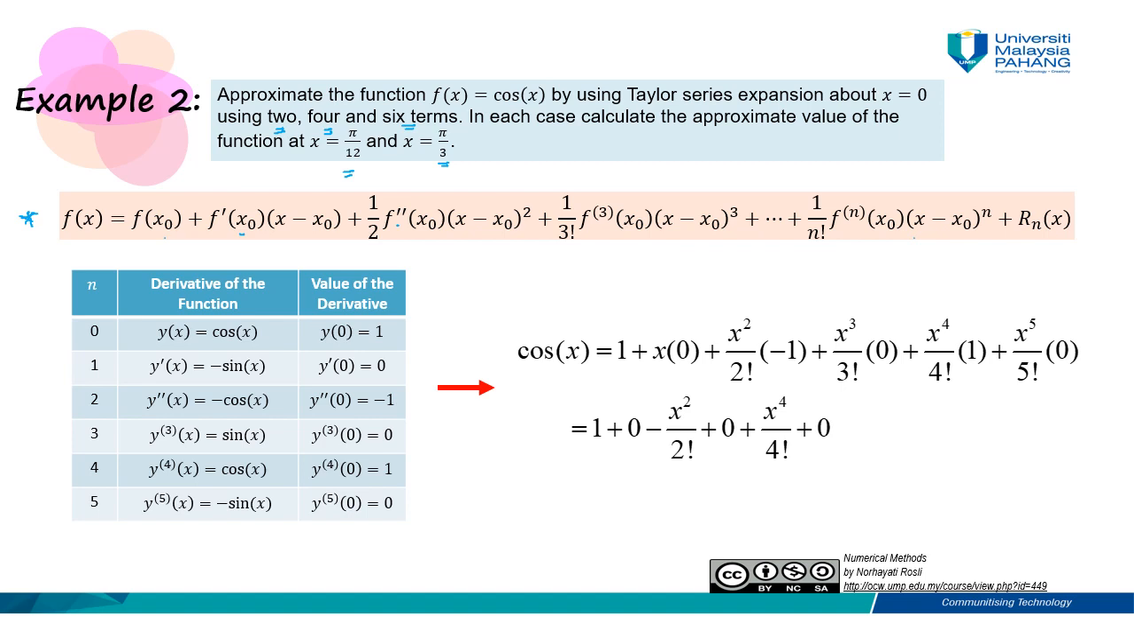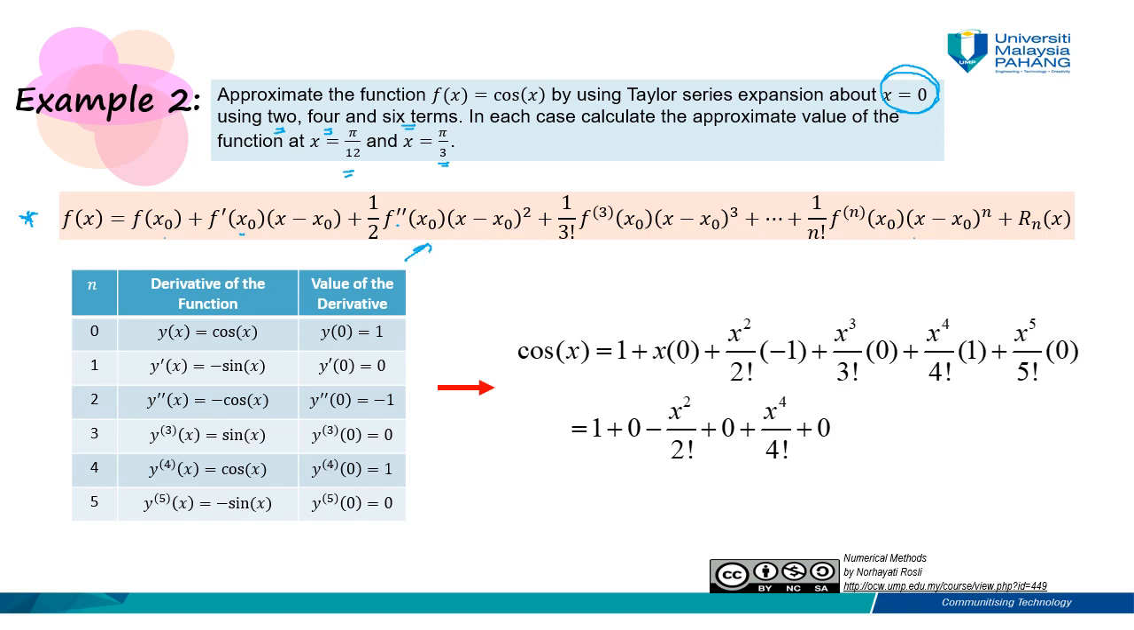Okay, so for the first step, let's differentiate our function cos x. So y equal to cos x. Differentiate for the first time, you will have minus sin x. For the second time, minus cos x, until the fifth time you differentiate. And then substitute the value x with x equal to 0. This is given. So cos 0 equal to 1, minus sin 0 is 0, minus cos 0 is equal to minus 1, until minus sin 0, you have 0. So after you have this, you just need to substitute into our formula of Taylor series expansion.